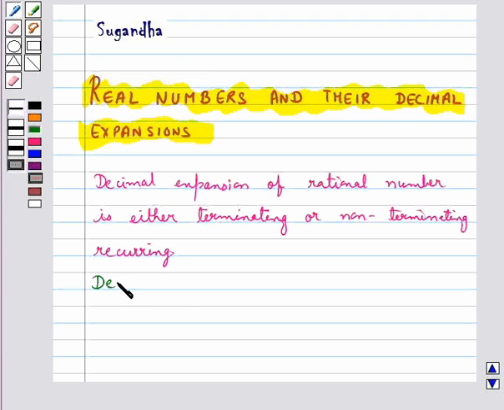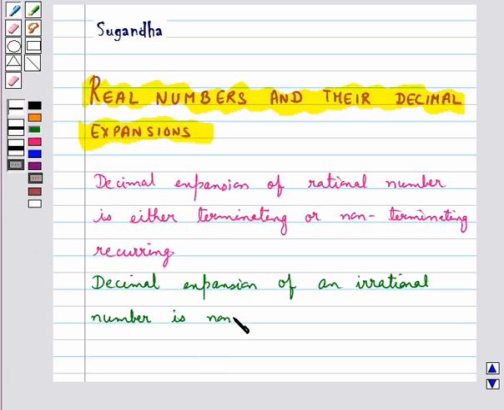Then, the decimal expansion of an irrational number is non-terminating non-recurring. We can also say that a number whose decimal expansion is non-terminating, non-recurring is irrational.